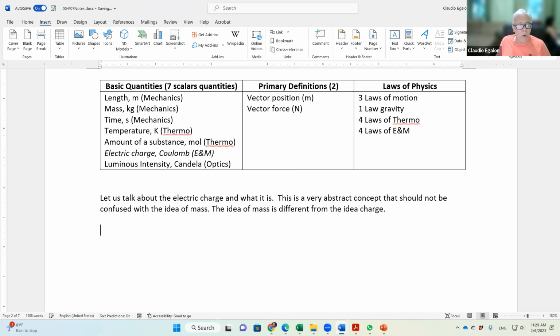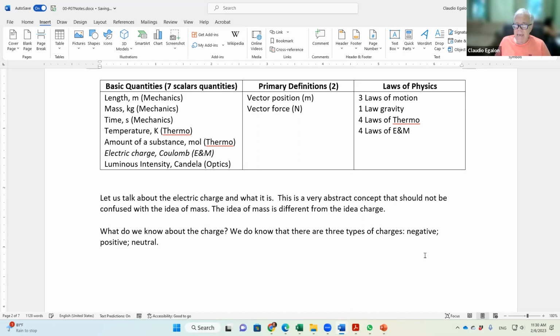Okay, what do we know about charge? Strictly speaking, we can say that there are three types of charge. The first one that was discovered was the negative charge. The second one was the positive charge. And finally, the last one, which was more difficult to discover, was the neutral charge. So we developed those ideas of negative, positive, and neutral charges.